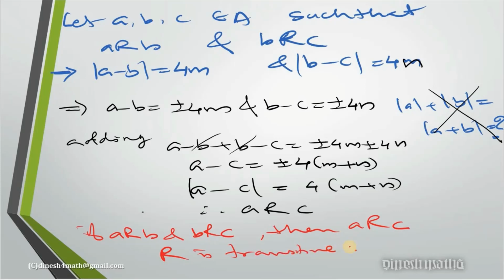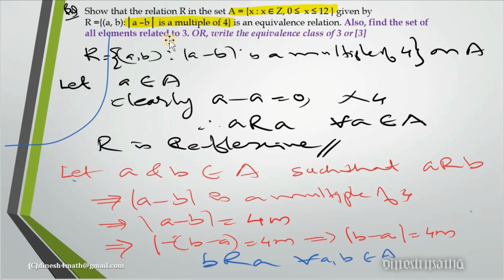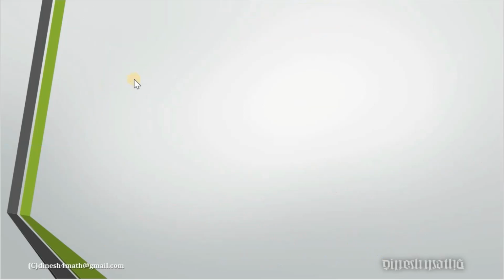Reflexive, symmetric and transitive, therefore it is an equivalence relation. We need to find the set of all elements related to 3, or write the equivalence class of 3. So we are looking for elements which are related to 3. What is the meaning of elements which are related to 3, or equivalence class of 3?